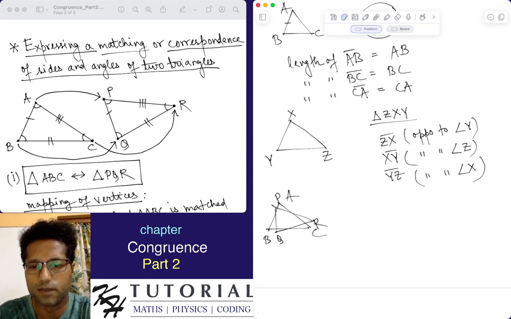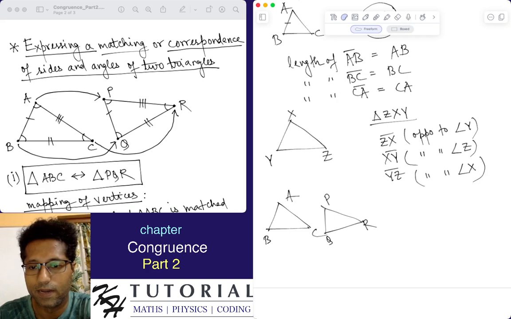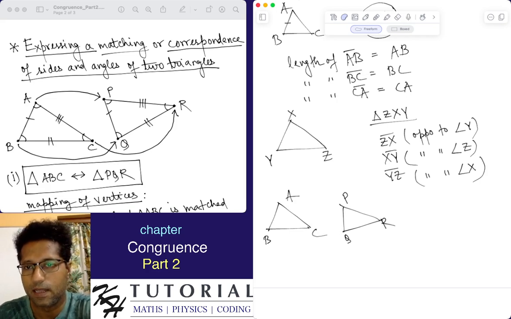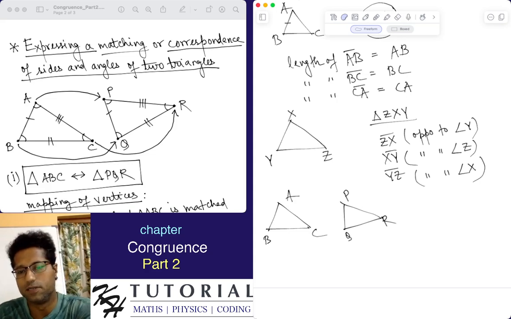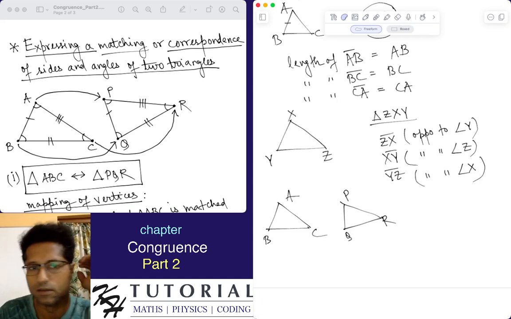No, I cannot overlap. Now when I try to put triangle PQR on top of triangle ABC, I have to be very specific about which vertex in triangle ABC I want to drop the vertex P on, and on which vertex in triangle ABC I would like to put the vertex Q of triangle PQR. These I have to mention.